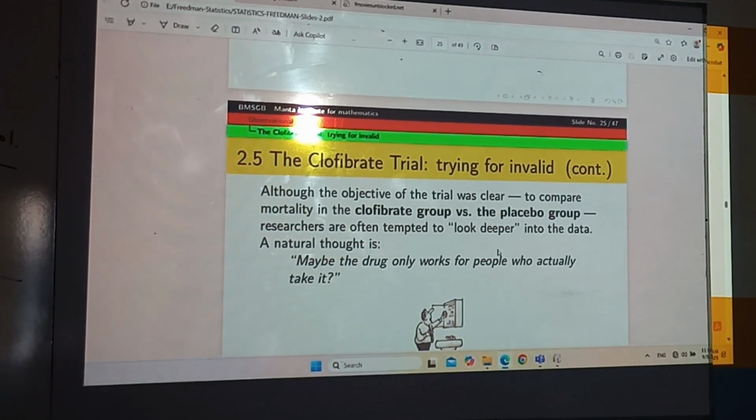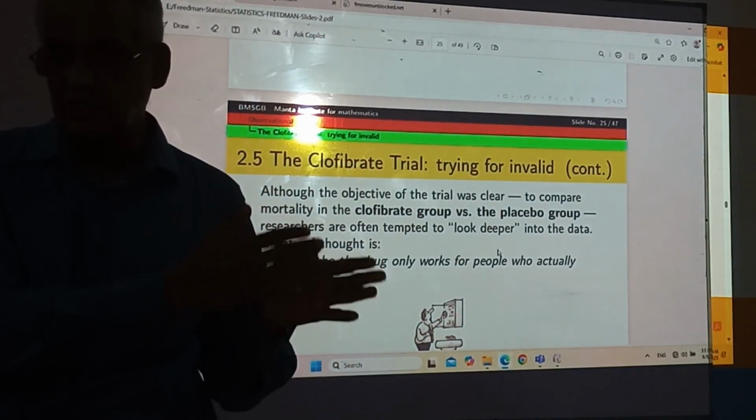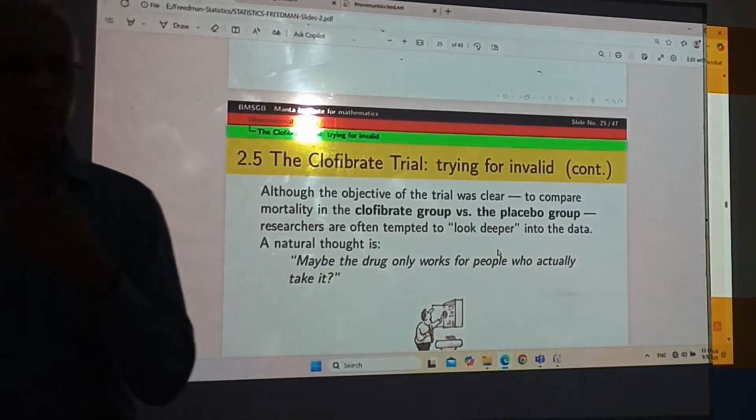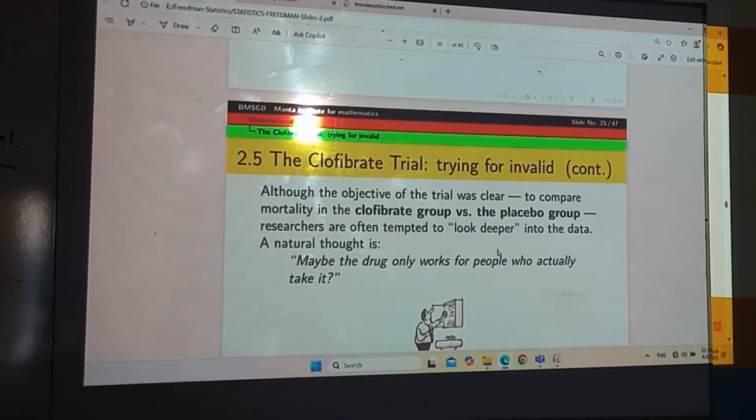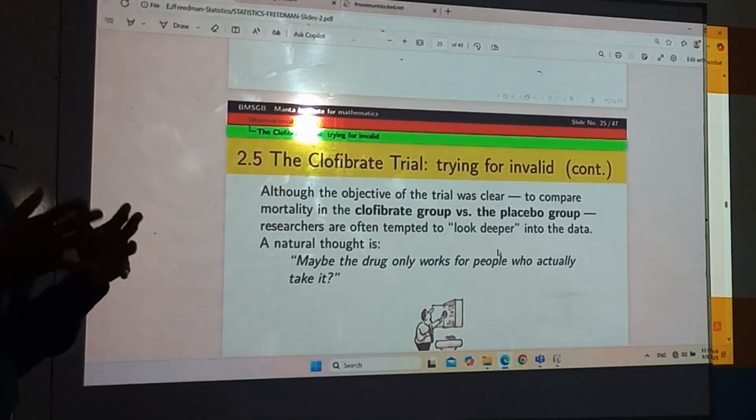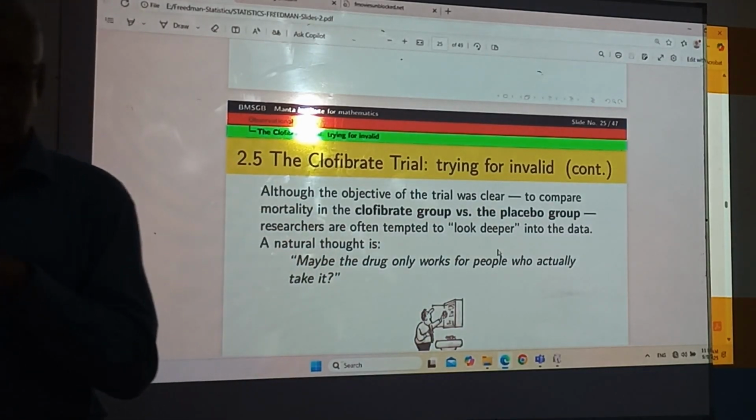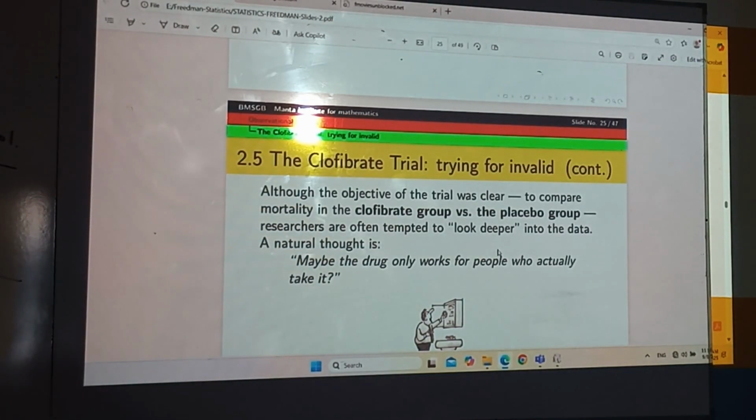If we look at these 2 groups, those who are really adhering to the instructions, and the other group, those who are not really adhering, because that information was also there, because they did this thing over 5 years. So they report most of the variables. So they knew that some people were not really adhering to this instruction, some people were really adhering. So now they wanted to compare these 2 groups. Earlier they were comparing the groups who were given the medicine and not given the medicine. But now, out of those who are taking the medicine, they wanted to see the groups who are adhering and not adhering.